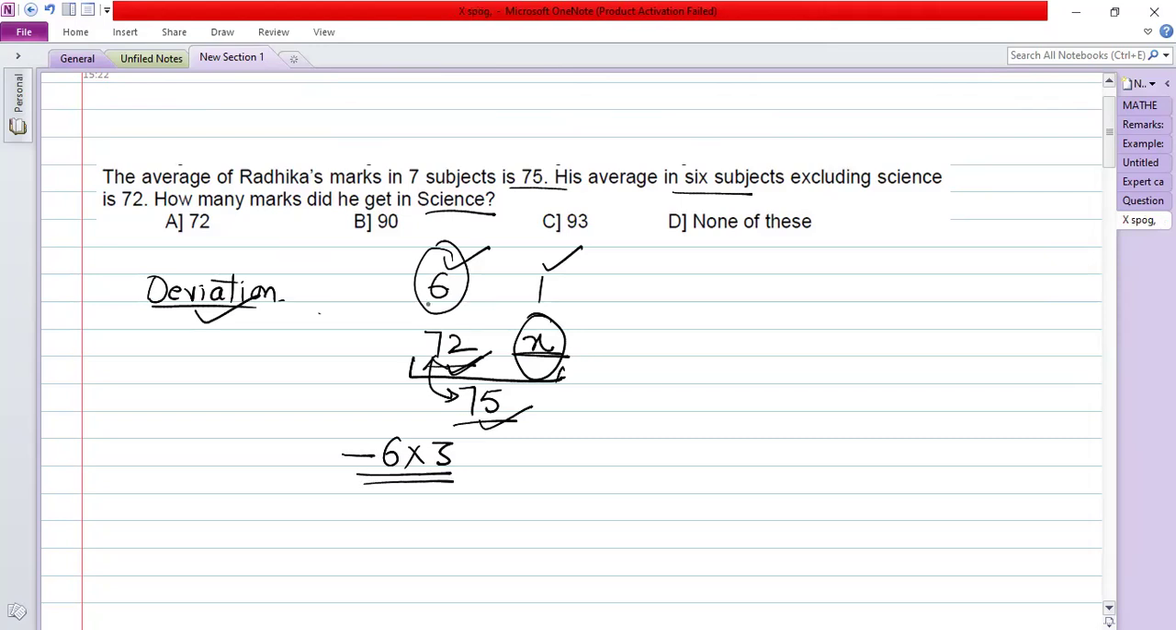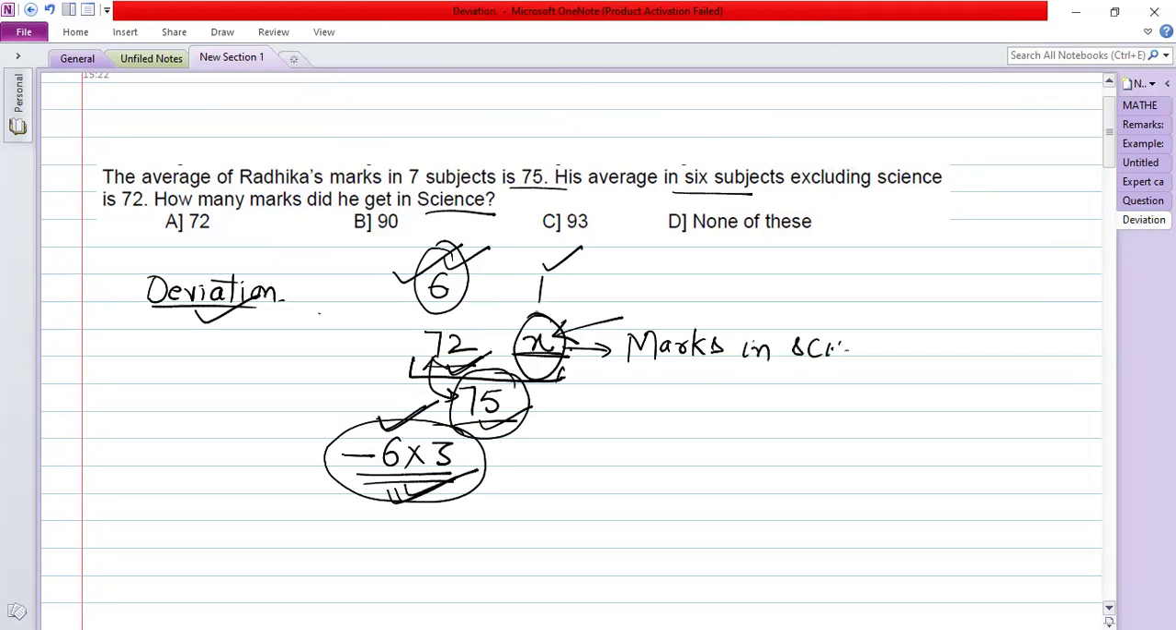Means these six subjects have a total of 18 marks less as compared with 75. So obviously these minus 18 marks will be compensated by this X. What is X? X is nothing but Radhika's marks in science.